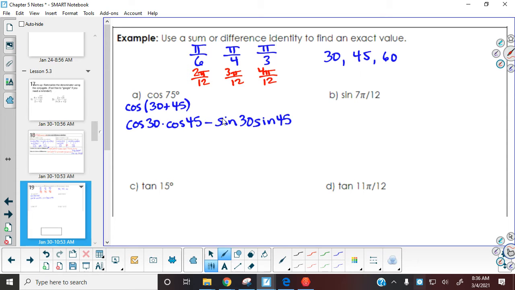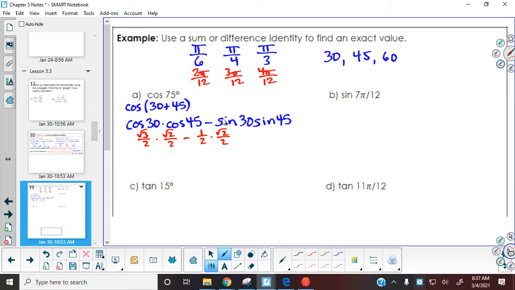And now we can use our unit circle to figure out our pieces. So what I mean by that is cosine 30, if you look at your unit circle, is root 3 over 2. Cosine 45 is root 2 over 2. Sine 30 is going to give us 1/2. And then sine 45 is going to give us root 2 over 2.